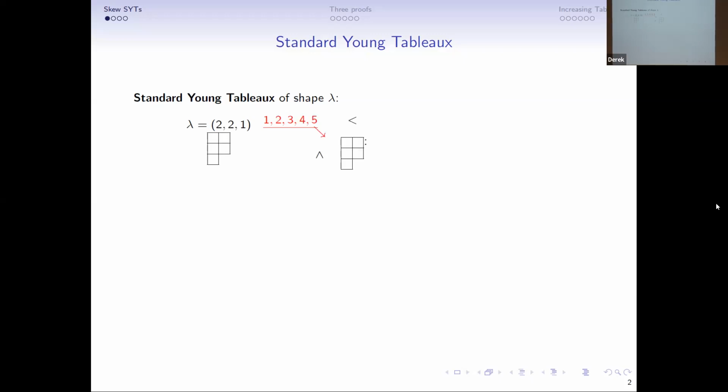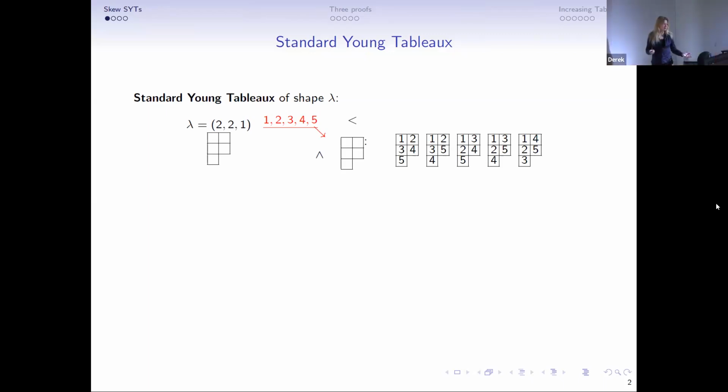In this case, it's going to be from 1 up to 5, so that they are strictly increasing along rows and down columns, and each of the numbers appears exactly once. So here, in this example, are the 5 possible standard Young tableaux that you can get. Now, being combinatorialists, we would like to know how many of these objects there are.